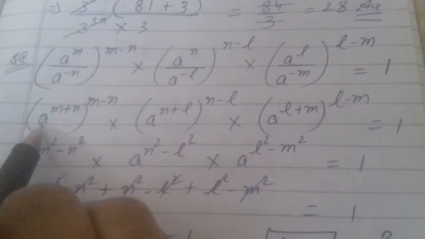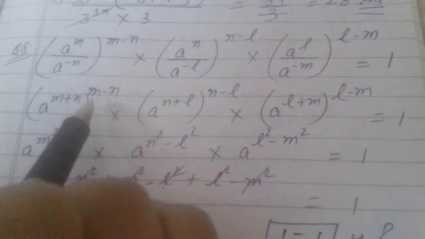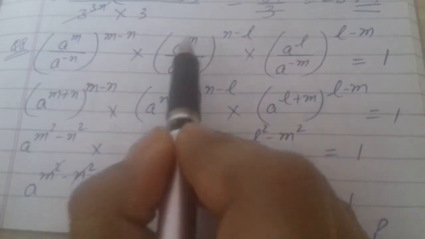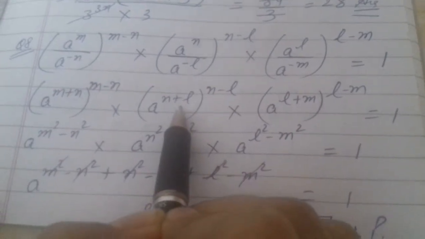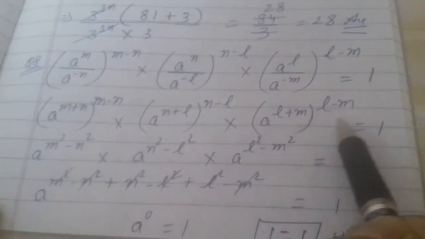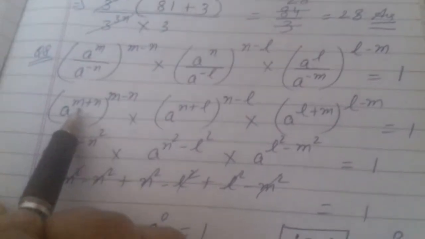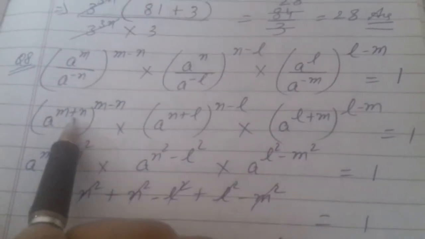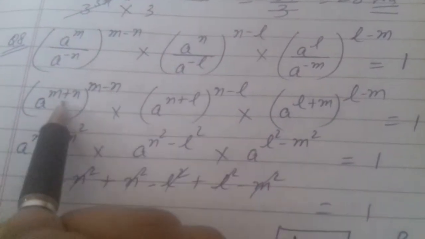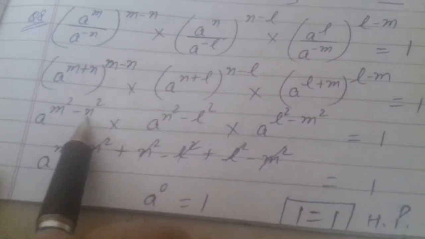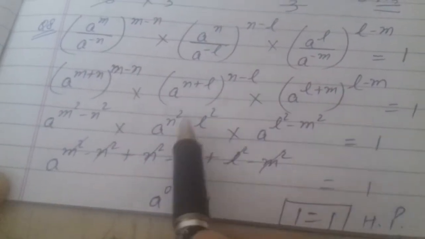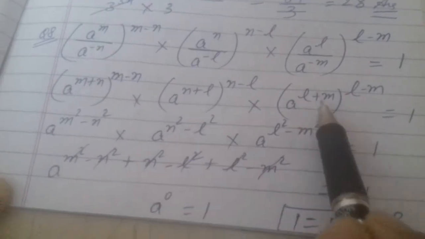So inside what you will get? A power m plus n, outside same power. Same here, a power n minus minus l will make it n plus l, outside same power, you can see. Now children, when these powers will multiply, you can see that they are satisfying the identity a plus b into a minus b, that is a square minus b square, multiply same identity a square minus b square, same here.